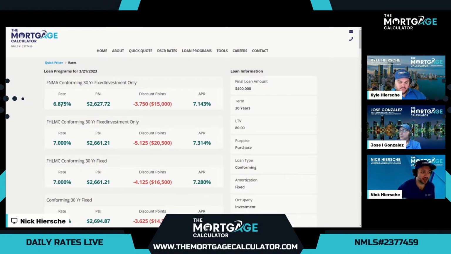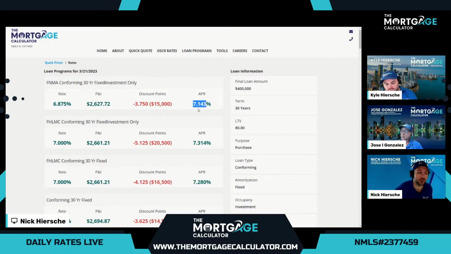So although you see low rates in below 7s here, great option, 6.875, very high discount points. So 3.75 discount points. That's unfortunately the best combo because we cannot go higher in the rate on these conventional programs in order to reduce those discount points. So a lot of times we're kind of stuck here as far as our options. Great APR though, if our customers do qualify and they're able to take advantage, no problem, 7.143 APR.